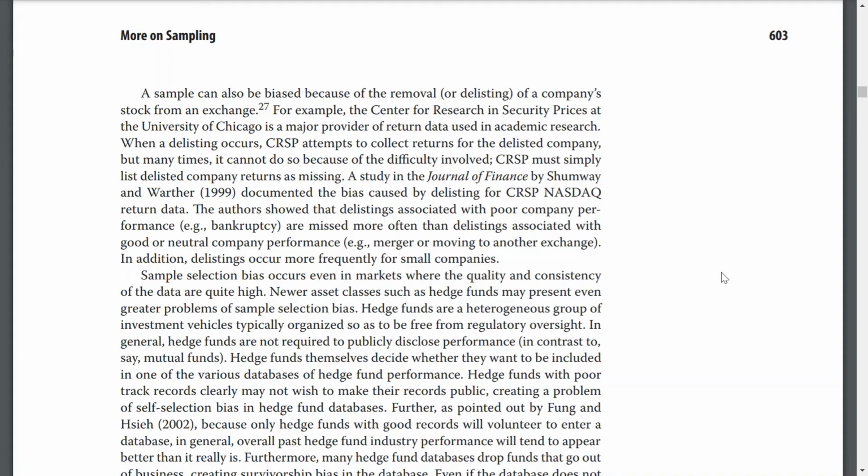When a delisting occurs, CRSP attempts to collect returns for the delisted companies, but many times it cannot do so because of the difficulties involved. CRSP must simply list the delisted companies' returns as missing. A study in the Journal of Finance by Shumway and Warther, 1999, documents the bias caused by delisting for CRSP Nasdaq returns.